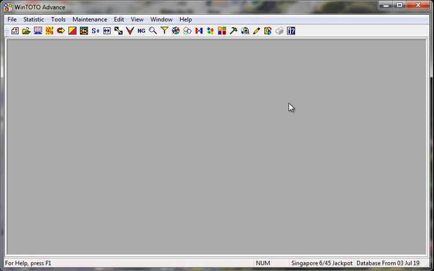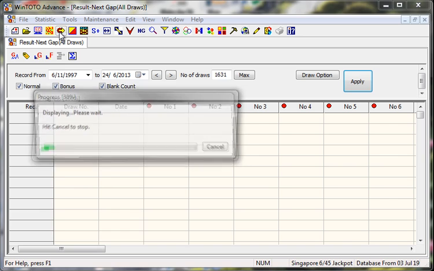To begin with, I'd like to share that the one I'm using right now is, as you can see here, the Singapore data. Now I want to share with you something that we have developed over the years, this thing called the display of mixed gap statistics.